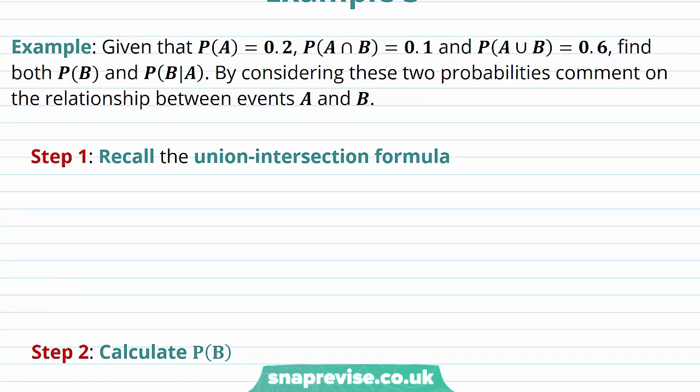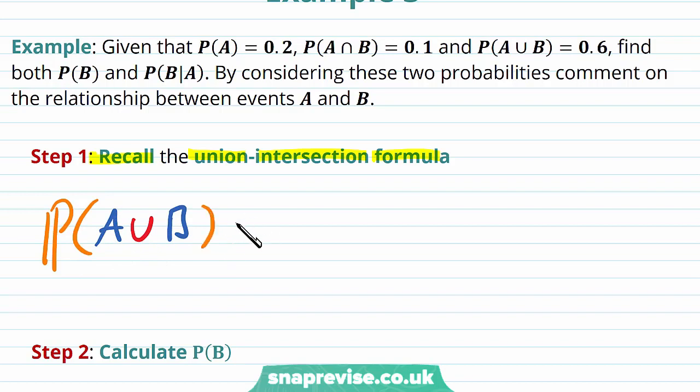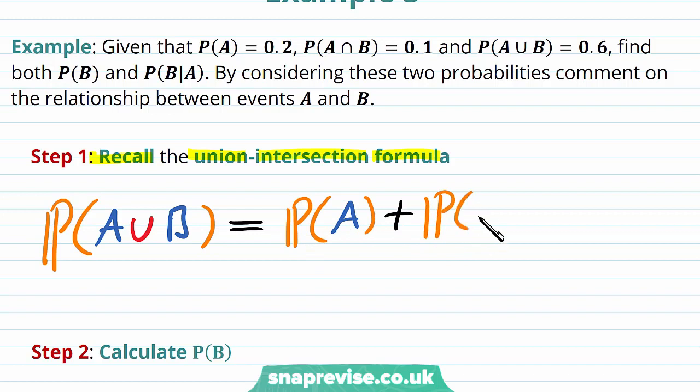Our first step is to recall the union intersection formula. We have that the probability of the union A union B is equal to the probability of the event A plus the probability of the event B minus the probability of the event A intersection B.